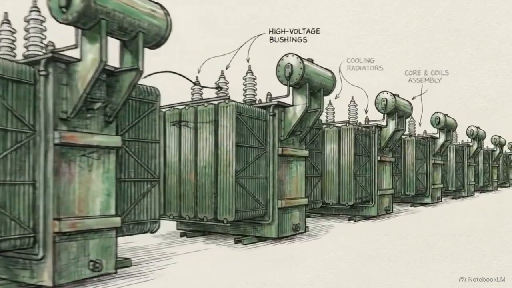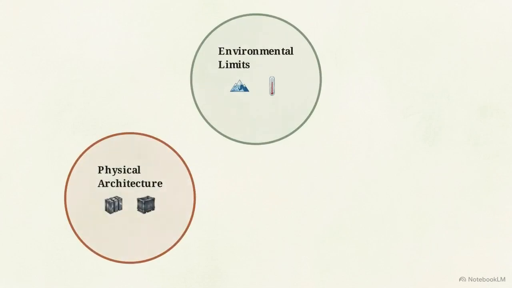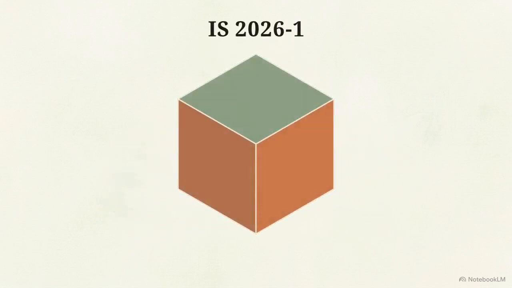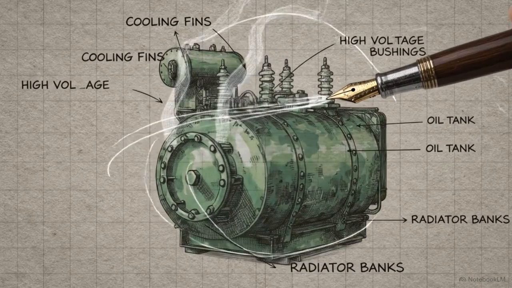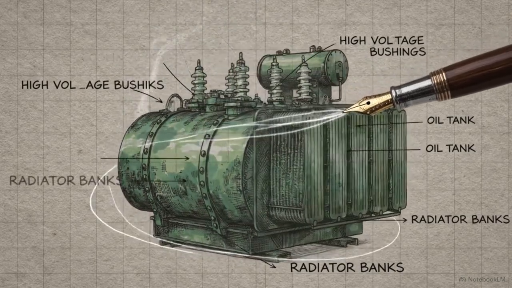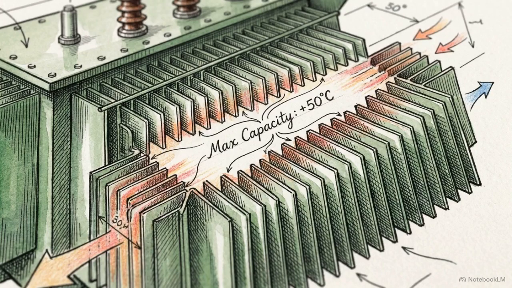The power transformer functions as a system where environmental limits, physical architecture, and mathematical ratings are precisely interlocked. IS 2026-1 synthesizes these factors into a single, reliable entity. This operational substation unit illustrates the standard in practice. The size of the tank and the arrangement of the cooling fins are direct physical responses to the rated power and thermal limits established in the design phase.